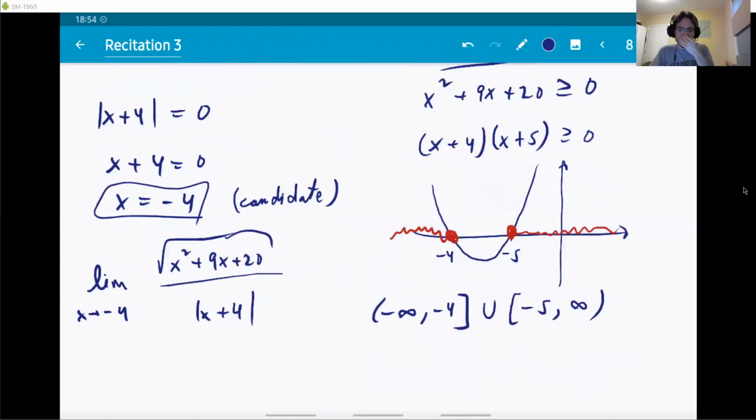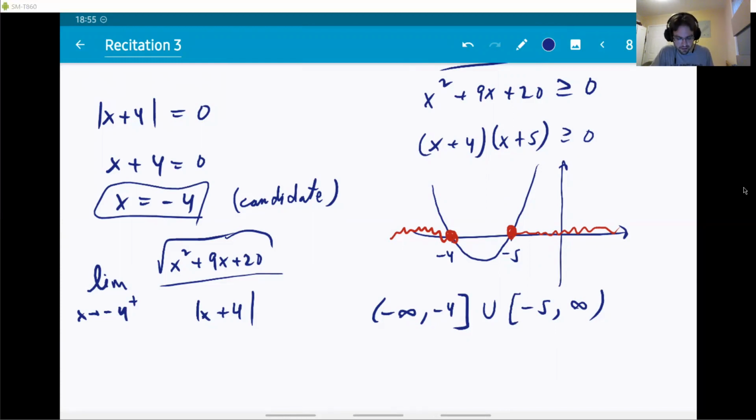Well, plugging in -4 will give you 0 over 0. So you know that something has to be done. You know how to factor. Try to analyze limits from one side here. In a function involving square roots or absolute values, you should probably try both sides separately. Let's see what happens from the right.